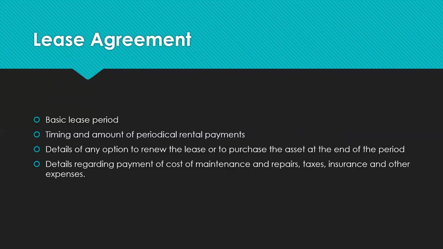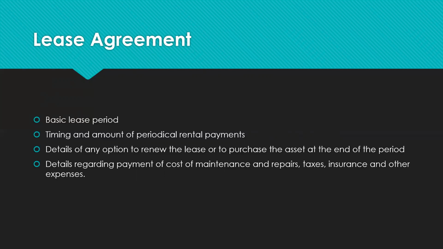What is the timing and amount of periodic rental payments? I said you have to make rent payments at periodic intervals. So will you be paying the rent every month, or once in 6 months, or once a year? Usually it's on a monthly basis. So what is the timing and what is the amount of rent that you are going to pay? Whether it is going to be fixed payment or will there be changes? Usually it is fixed. The rent amount will be fixed.